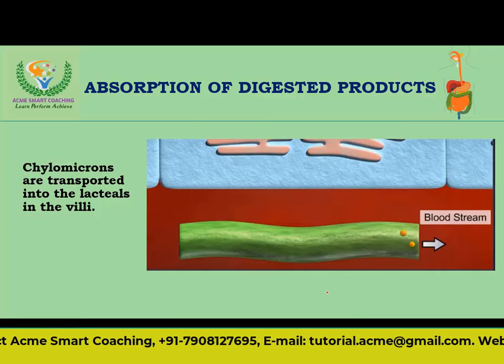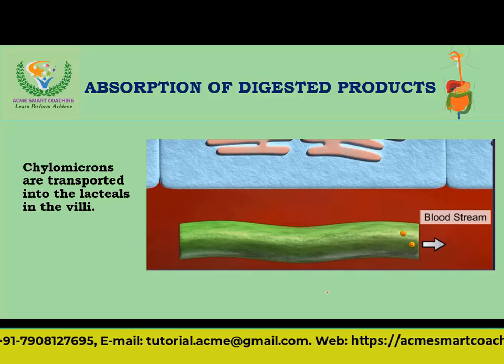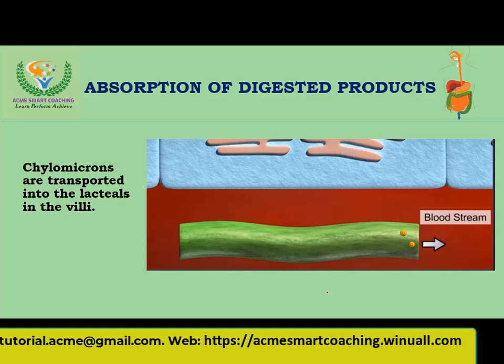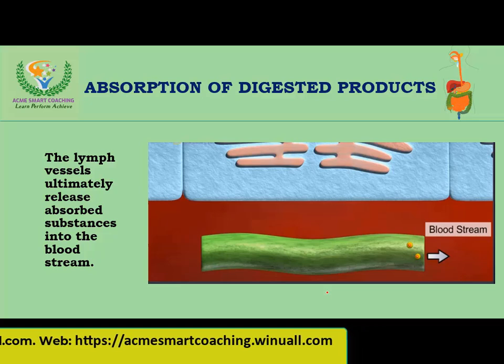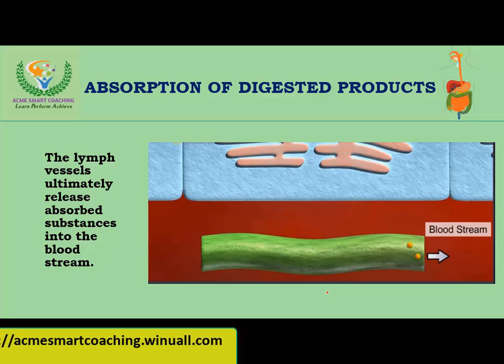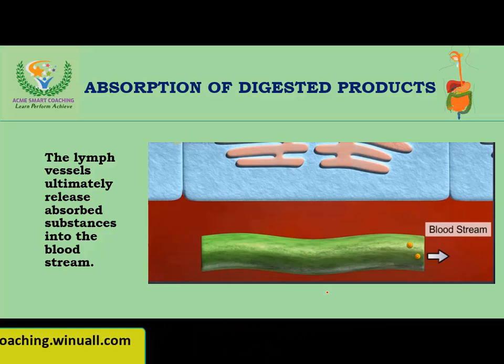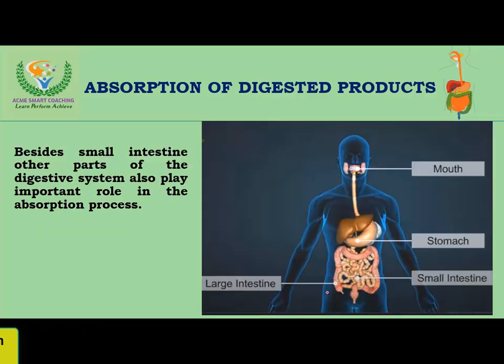Chylomicrons are transported into lacteals, that is the lymph vessels, and these lymph vessels ultimately release absorbed substances into the blood stream and then reach different parts of the body.